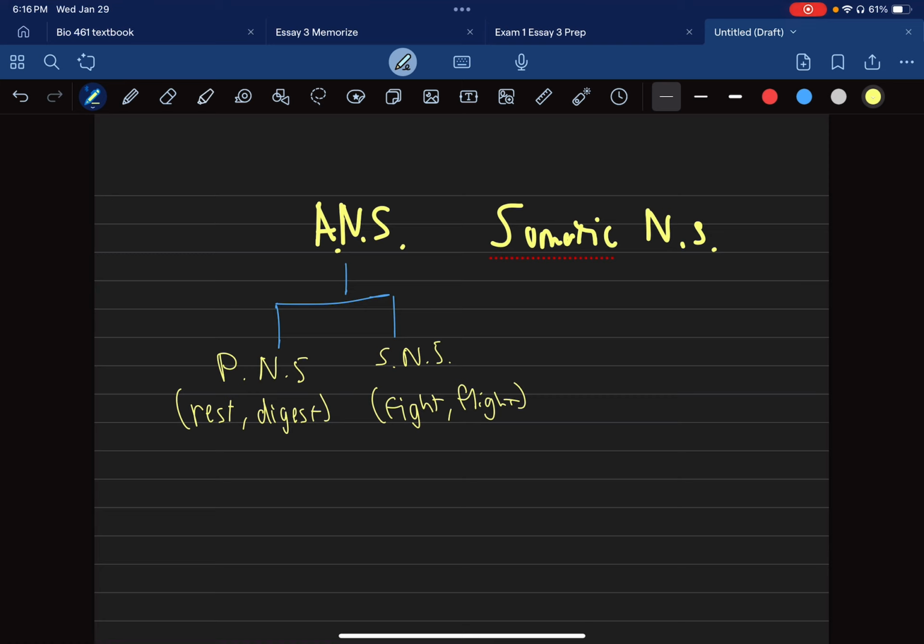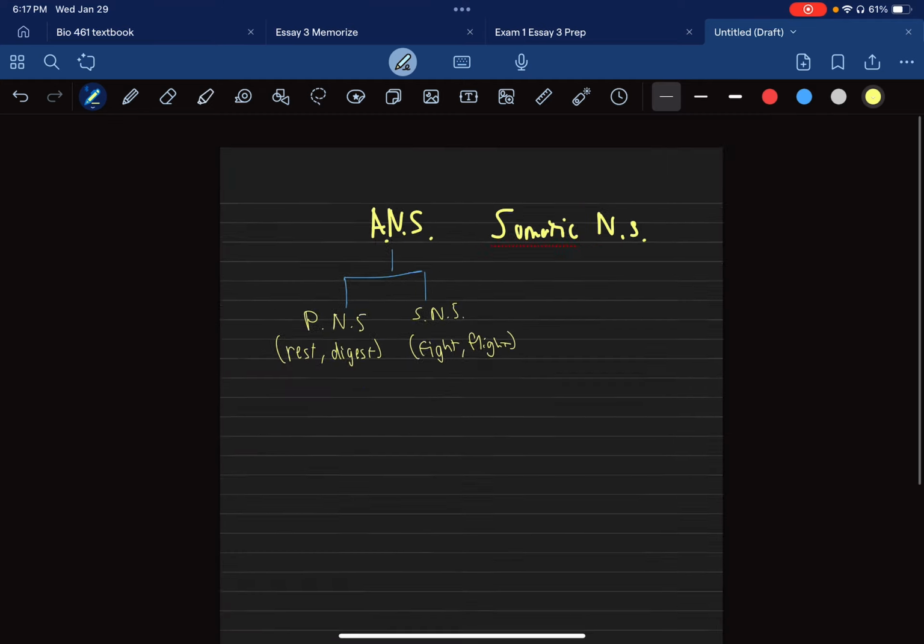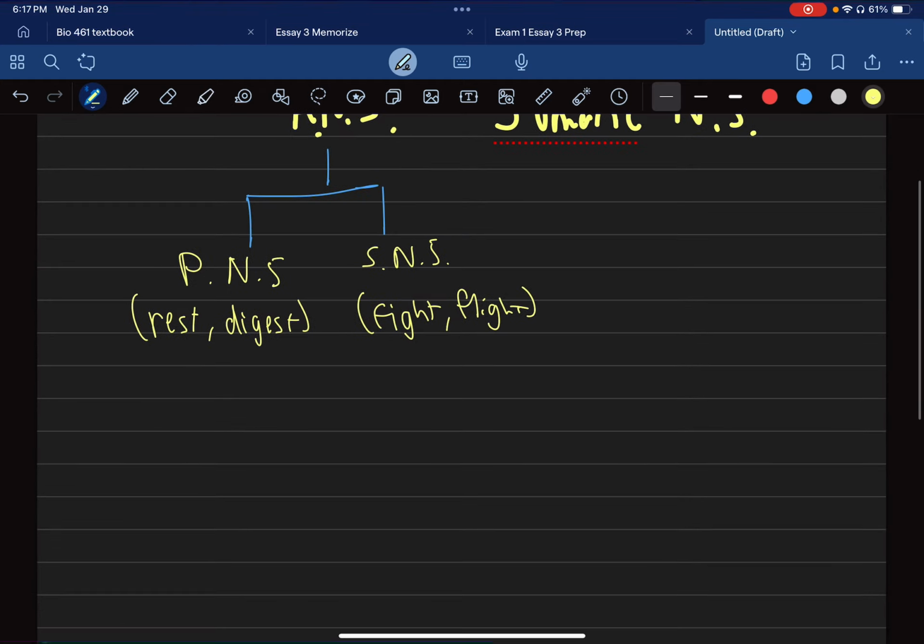The somatic nervous system is another branch off of the central nervous system, which comes off of the spinal cord. But the somatic nervous system is going to handle more motor and sensory functions. Another difference is that the autonomic nervous system uses a two neuron system. Meanwhile, the somatic nervous system is just going to take one neuron and extend it to skeletal muscle. So that's one of our main differences.